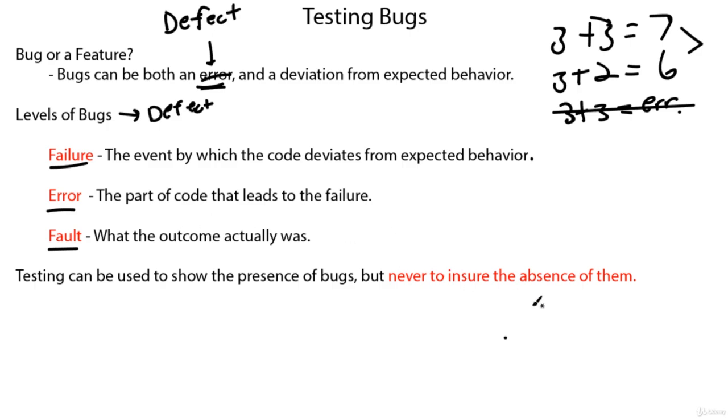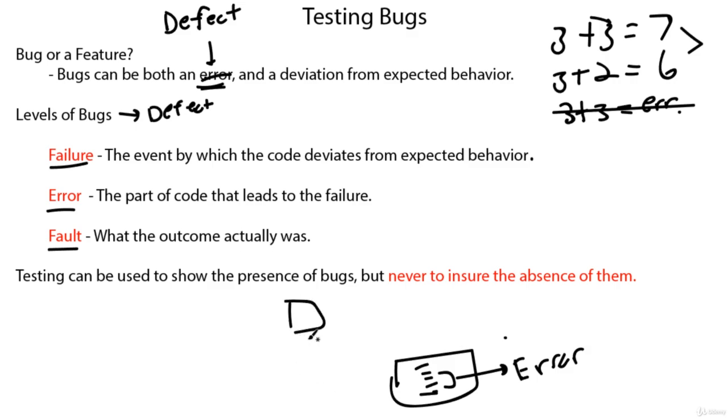The error is the part of the code that leads to the failure. So if we actually look in the code, the lines of code, this down here, maybe that is the error. That is the part where the code is actually deviating from expected. And then the fault is what the outcome actually was. So we have an input, and this is the expected output. The expected output is over here. But what actually happened over here is the fault. This is the change, what actually ended up happening. And that is what we might put in the fault. So we expected A, but we got B. And so that is where the fault comes in.